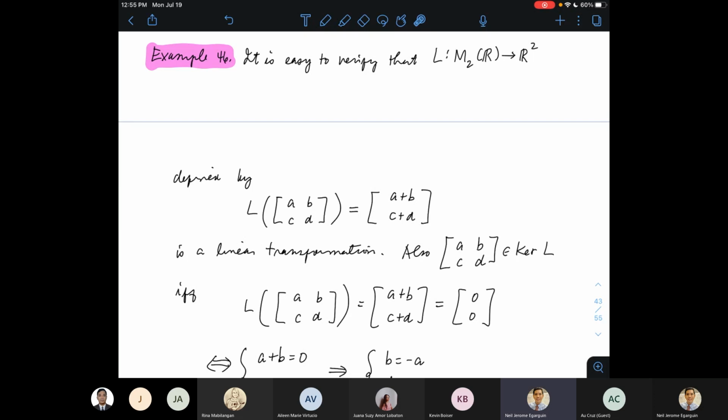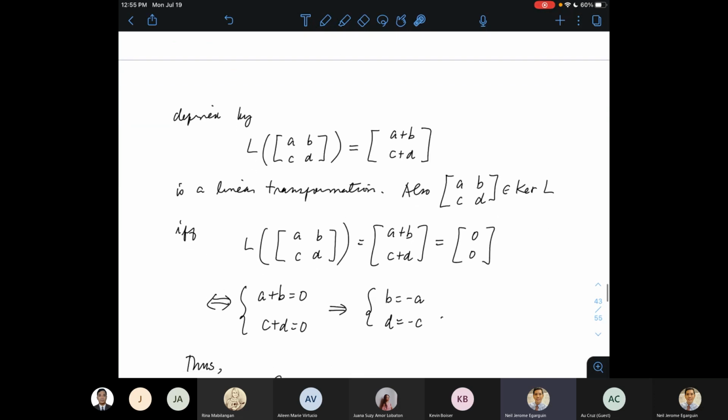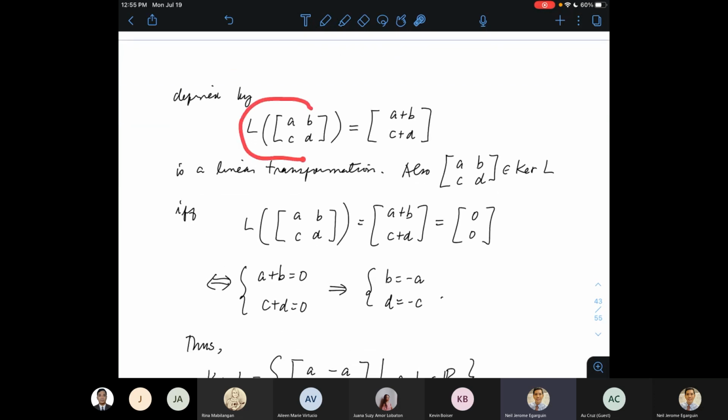Okay, so I'm back. Let's continue. Example 46. So example 46 considers the linear map L from the set of all 2x2 matrices with real numbers as entries to R squared. So it maps a 2x2 matrix to a 2 vector in R, right? And the linear transformation is defined this way. The image under L of a matrix with entries A, B, C, D is equal to the 2 vector A plus B and then C plus D, right?